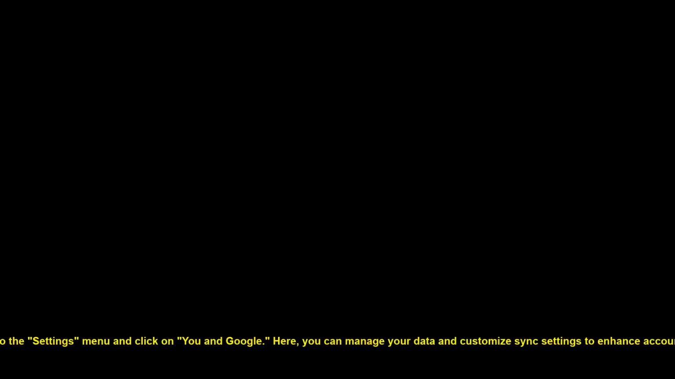Next, return to the Settings menu and click on You in Google. Here, you can manage your data and customize sync settings to ensure that sync is enabled to keep your bookmarks, history, and settings synced across devices. After completing these steps, close the Settings tab to return to your browsing experience.